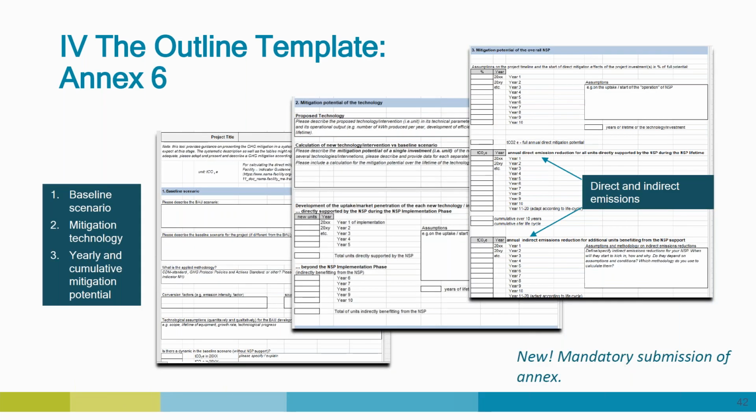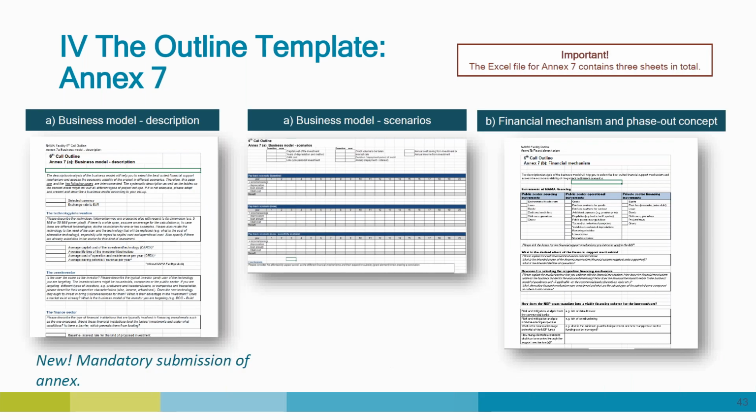Moving on to Annex 6, it provides space for the calculation of the project's mitigation potential, including assumed reductions from a business as usual baseline. Finally, in Annex 7, you can break down the connections between the project's business model and the features of the financial mechanism. This annex will enable a better elaboration of the suitable financial mechanism and an assessment of the project's economic viability.